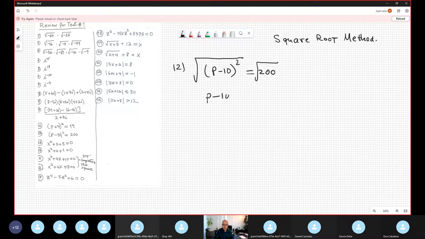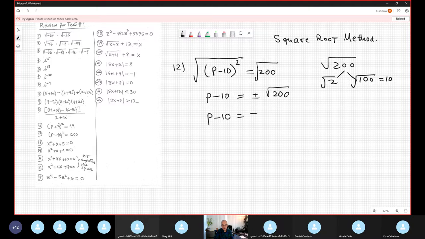The p minus 10 is equal to plus or minus the square root of 200. Oh, but 200, yes, it's possible to simplify because 200 is 2 times 100, and the square root of 100 is 10, because 100 is a perfect square number. Actually, this is p minus 10 is equal to plus or minus 10 radical 2. So 2 stays inside the radical, and 10 flies outside because it's the answer of the square root of 100, a perfect square number.